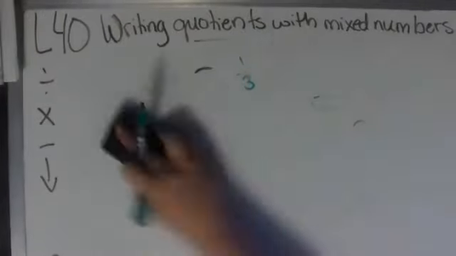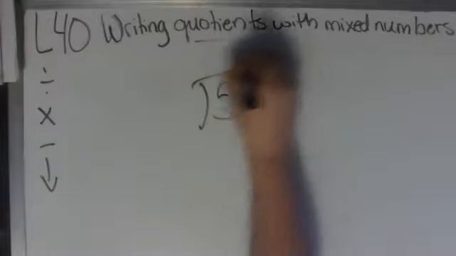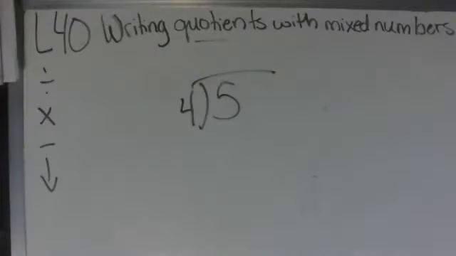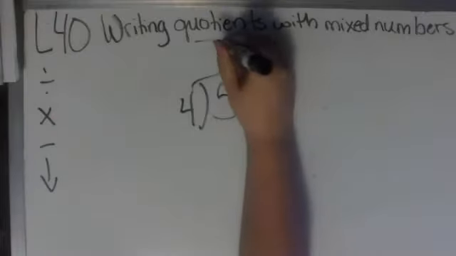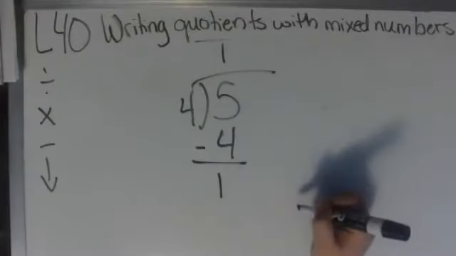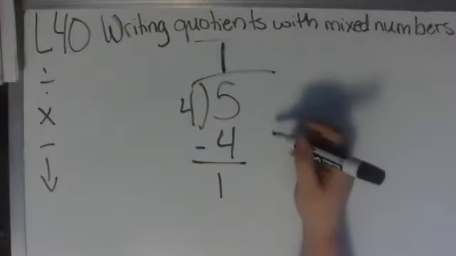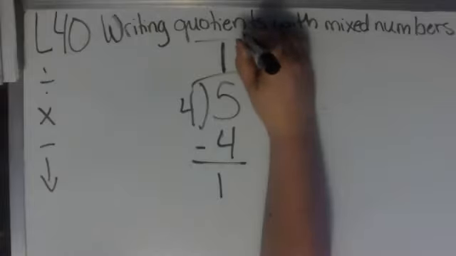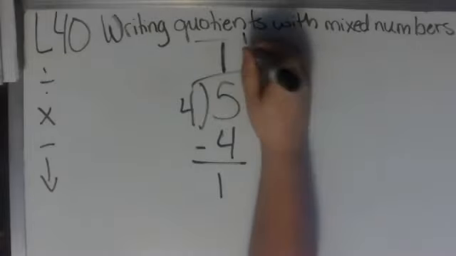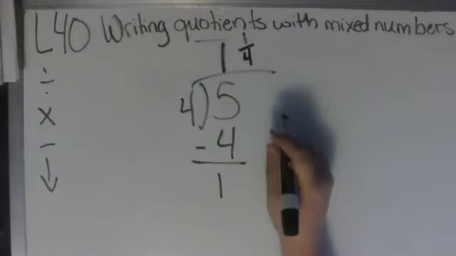Let's do another one. Okay, this one is going to be 5 divided by 4. If we have 5 divided by 4, we start just like we did before. 4 goes into 5 once, which is 4. 4 times 1 is 4. Subtract equals 1. Now again, normally this would be 1, remainder 1. Instead, we're going to turn it into a fraction. 1 is the numerator because that's the remainder. And 4 comes over and is the denominator because that was what we were dividing into.